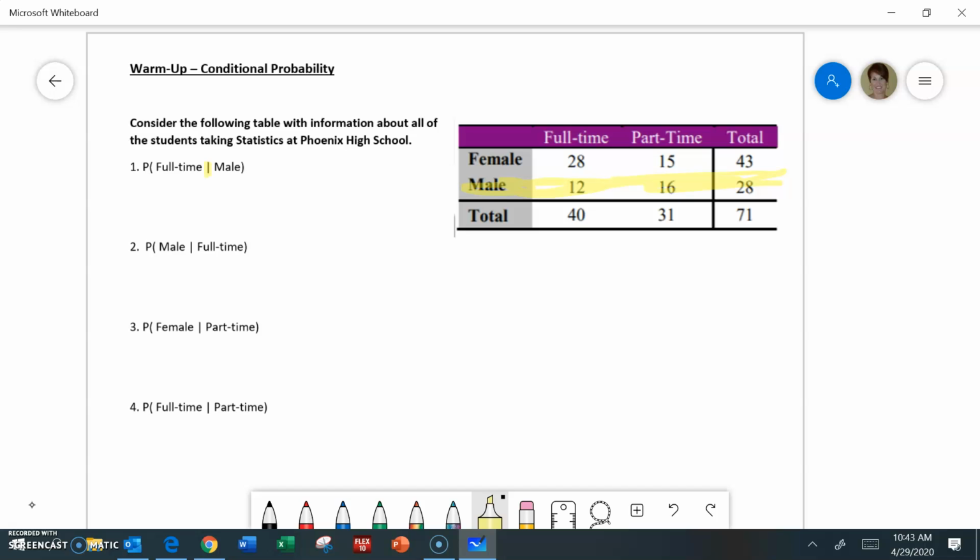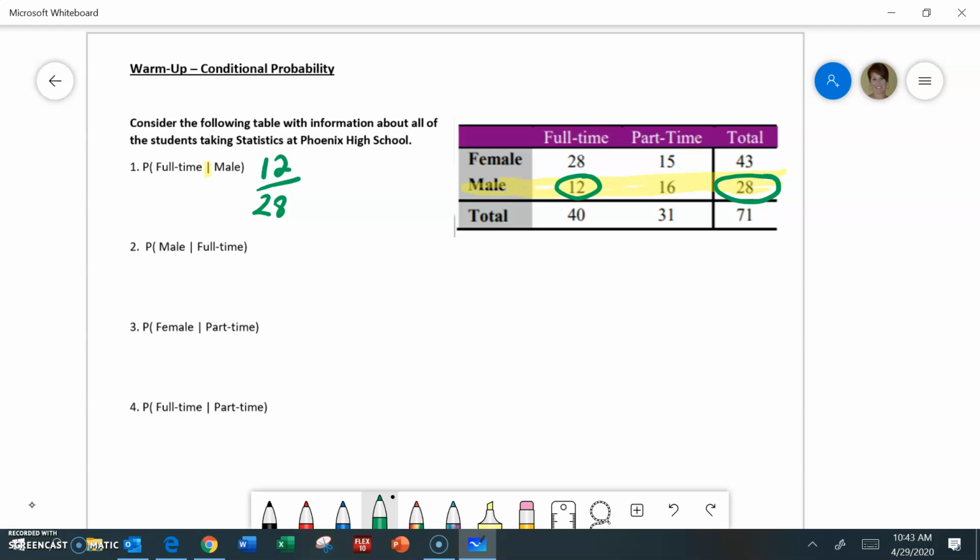Now, what's nice about this table is that they already gave us our totals, so they did the adding for us. So 12 full-time and 16 part-time give us 28 males total. So that's going to be our denominator. Now we're looking for, out of those males that's highlighted in yellow, which ones are full-time? Well, that would be 12. So your fraction is 12 out of 28.